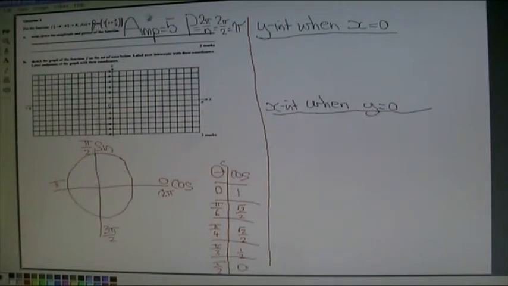So 5 is the amplitude, and the period is 2 pi on n for a cos and sine graph, and that's 2 pi on the x coefficient, which is 2 pi on 2, which is pi. So our period is pi, our amplitude is 5, and each one of those is worth 1 mark, so it's 2 marks for that part of the question, which is quite simple. Next part of the question is a little bit more involved.